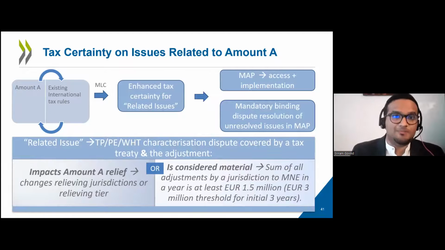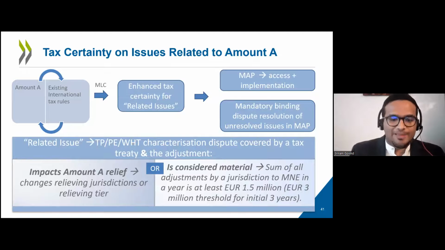If that test is not met by that adjustment, then the second test involves a materiality threshold. We would check if the aggregate quantum of all adjustments made by a jurisdiction during a year to that M&E amounts to at least euro 1.5 million. Important to note that here we look at the adjustment amount and not the tax amount. So if that test is met as well, each adjustment in that quantum would then be considered to have an impact on Amount A. To note, for an initial 3-year period, the threshold would be euro 3 million instead of 1.5 million.